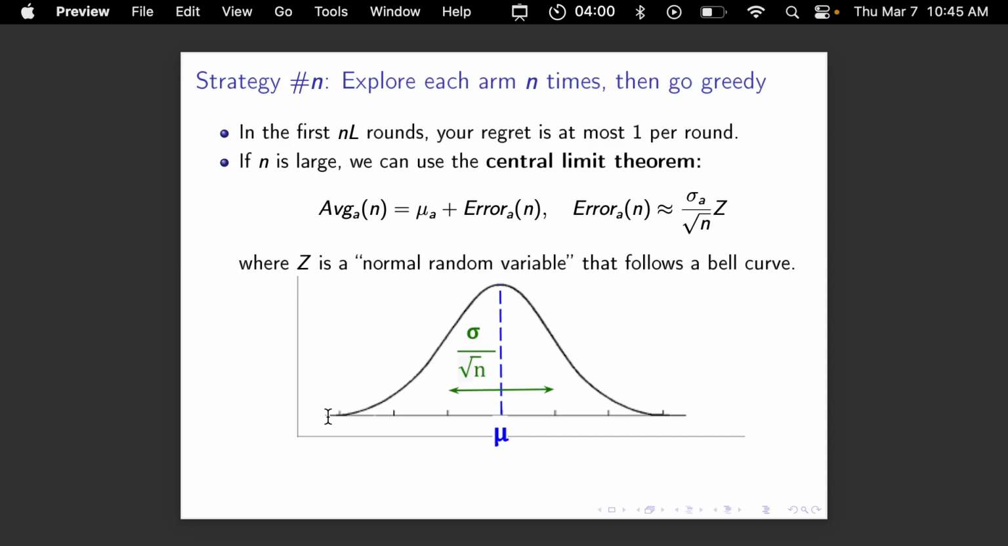So when you play this game, the average you see after n rounds is going to have some distribution that looks like this. It's going to be centered on the true mean of the arm, but there's some width, which is like square root of n. And the more you try it, the more narrow it gets. The more sure you are that the average you see is the true average. This is all flashbacks from your stats class.